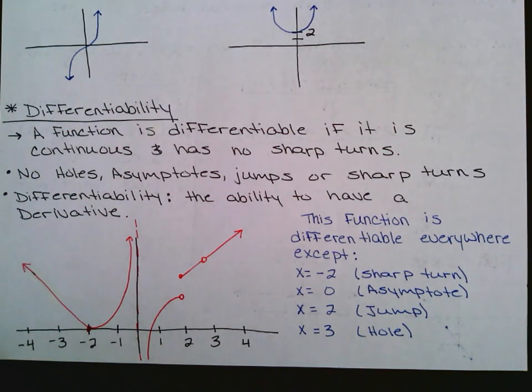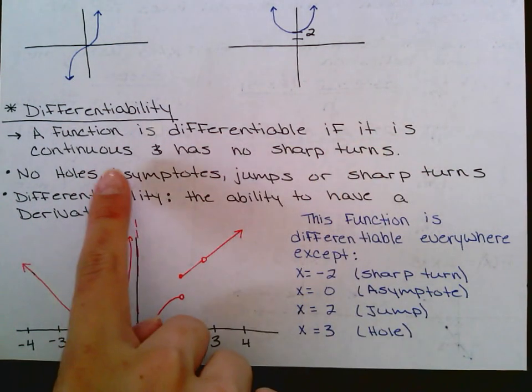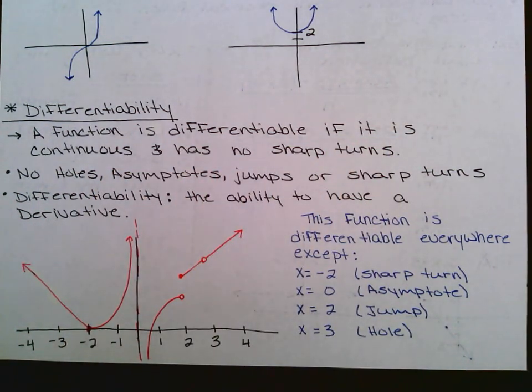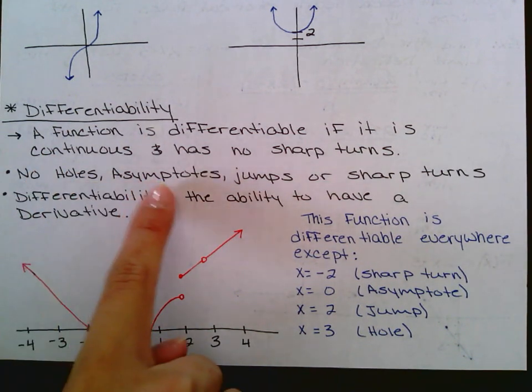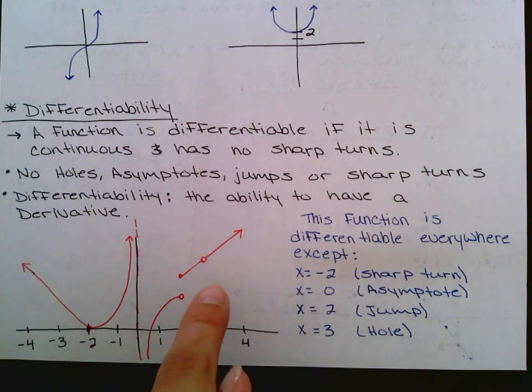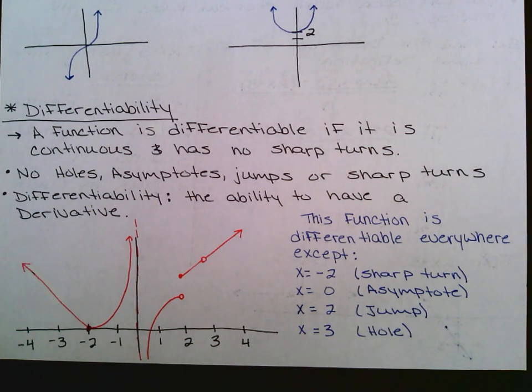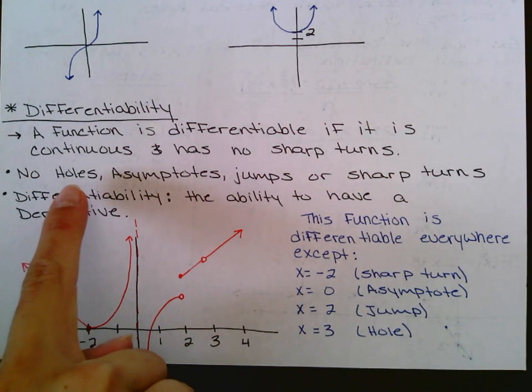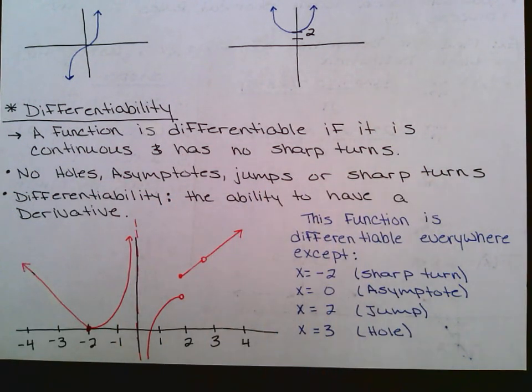All right, guys, last thing for today. There's this big fancy word: differentiability. All it is, it's a fancy word for saying the ability to have a derivative, okay? So it says a function is differentiable, able to have a derivative, if it is continuous and has no sharp turns. So we had said that something is continuous if it has no holes, asymptotes, or jumps. So if the question is ever asked as to whether something is differentiable, it is only not differentiable in the locations where there's a hole, asymptote, jump, or sharp turn.